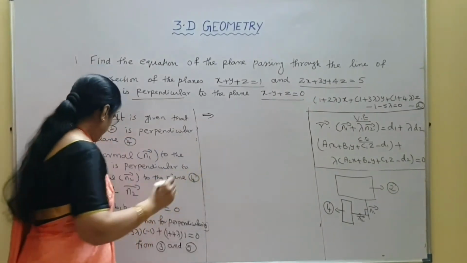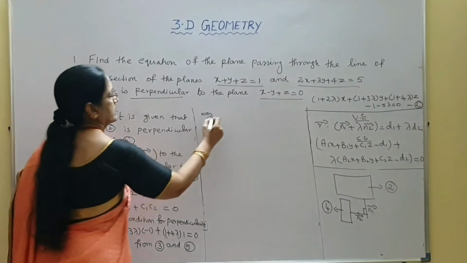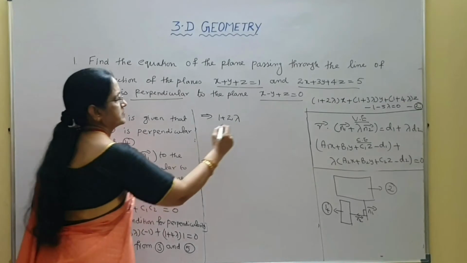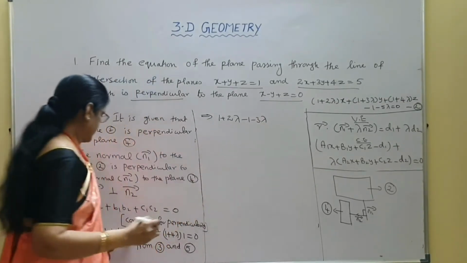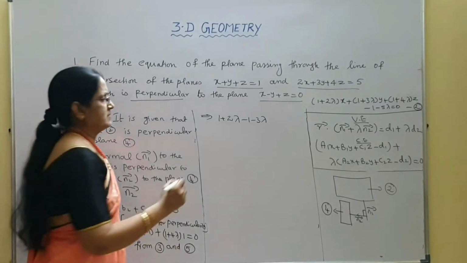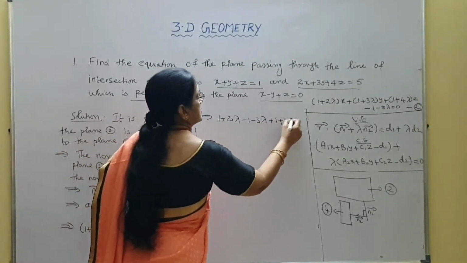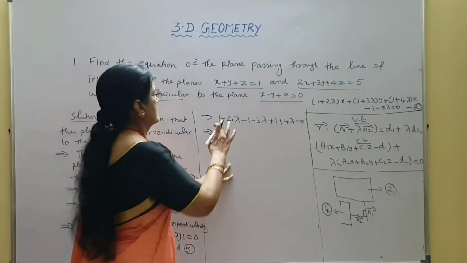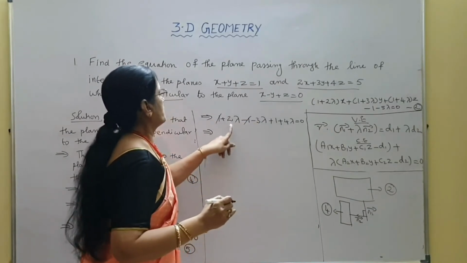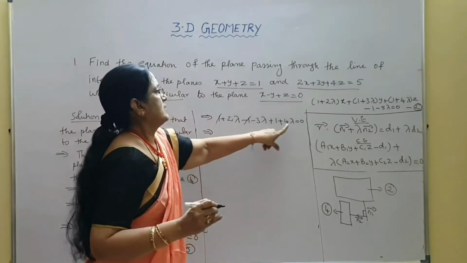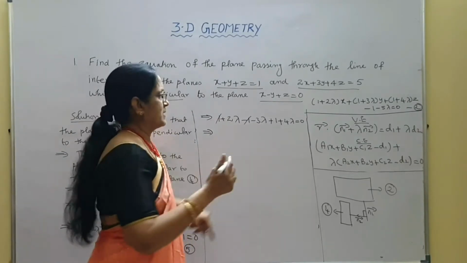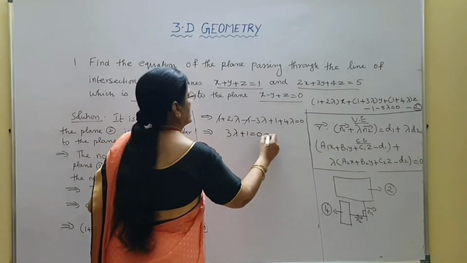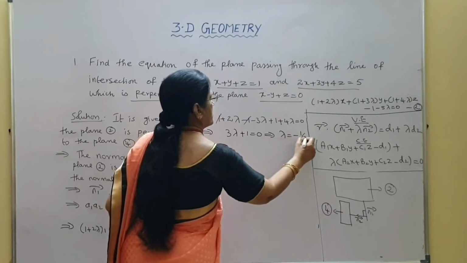This implies 1 plus 2 lambda minus 1 minus 3 lambda plus 1 plus 4 lambda equal to 0. Let us collect the like terms. Plus 1 and minus 1 will get cancelled. You will be having minus 1 lambda plus 4 lambda, which is nothing but 3 lambda. 3 lambda plus 1 equal to 0. This implies lambda equal to minus 1 by 3.